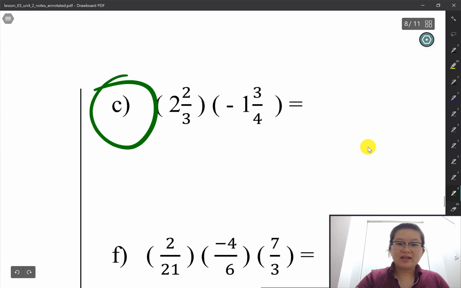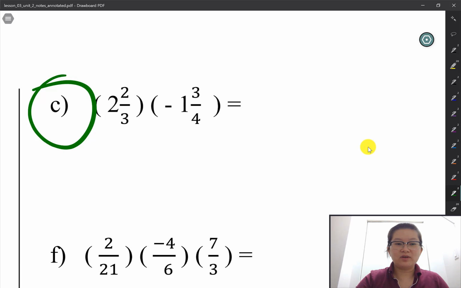All right. I gotta do C. I'm gonna do C together with us. It looks uglier, especially with mixed numbers.